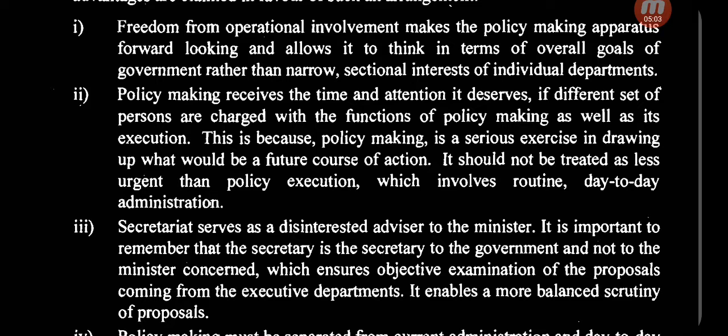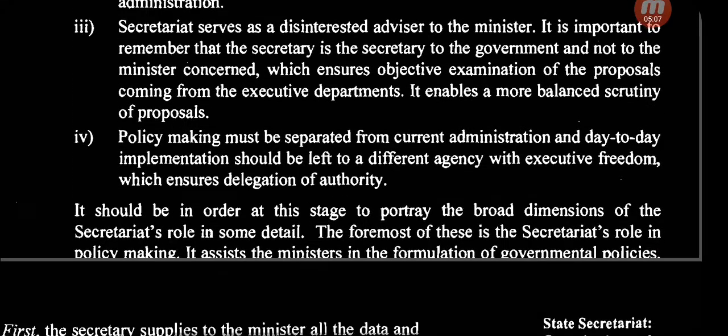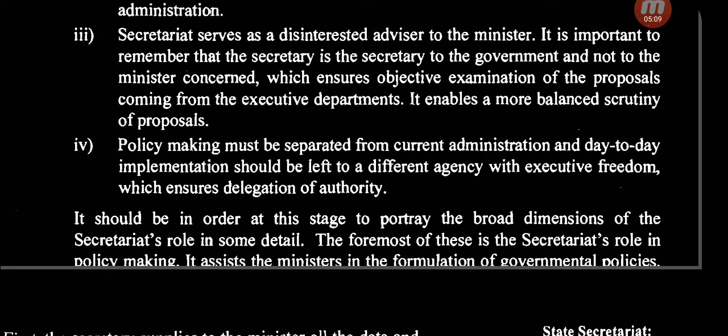Third, the secretariat serves as a disinterested advisor to the minister. It is important to remember that the secretary is the secretary to the government and not to the minister concerned, which ensures objective examination of the proposals coming from the executive departments. It enables a more balanced scrutiny of proposals. Fourth, policy making must be separated from current administration, and day-to-day implementation should be left to a different agency with executive freedom, which ensures delegation of authority.